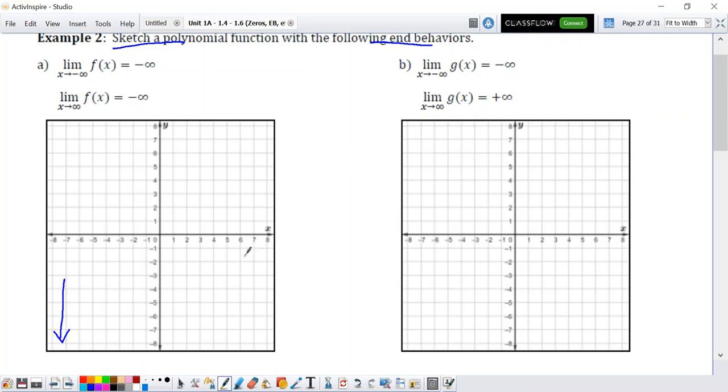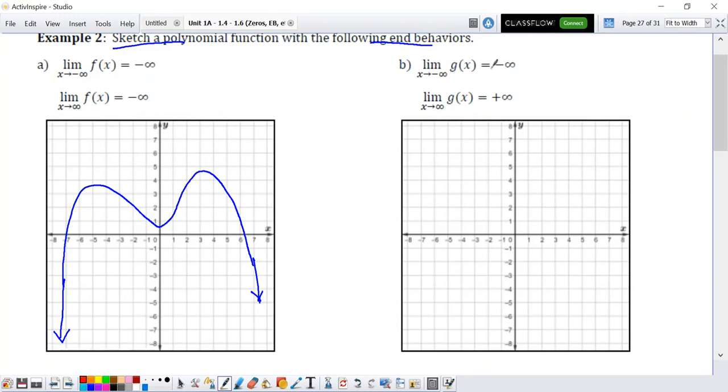X goes to positive infinity, graph is also going down. Now what would you show in the middle? Anything, be creative. I would go up and then I would go down and then I would come down, anything. Whichever way you understand, but this is the end behavior. So let's try one more.